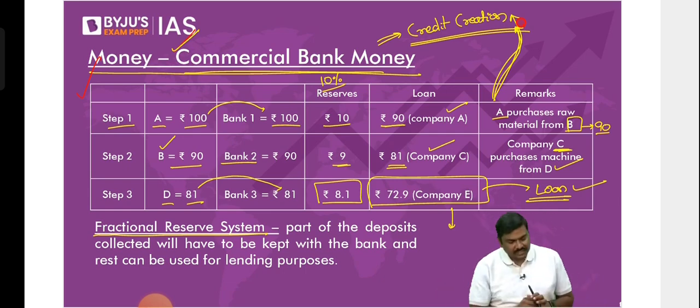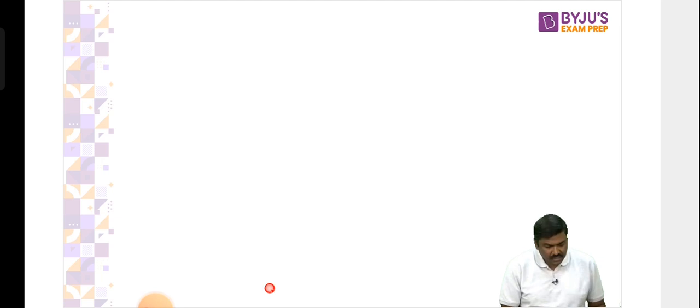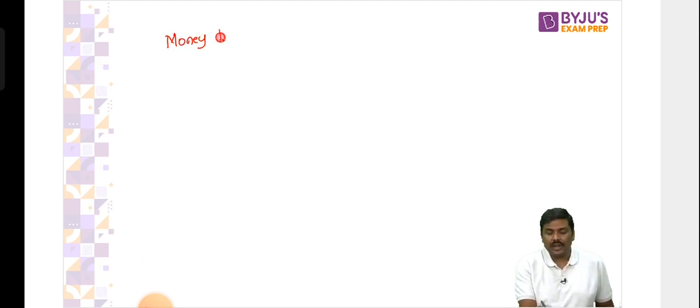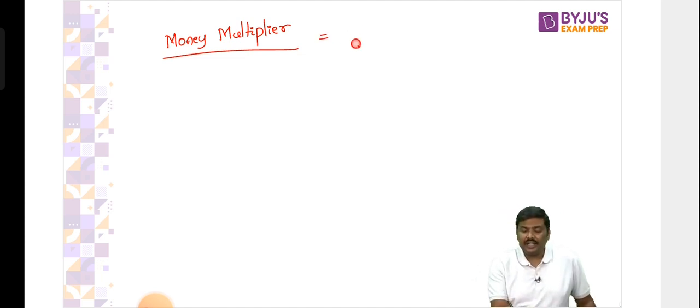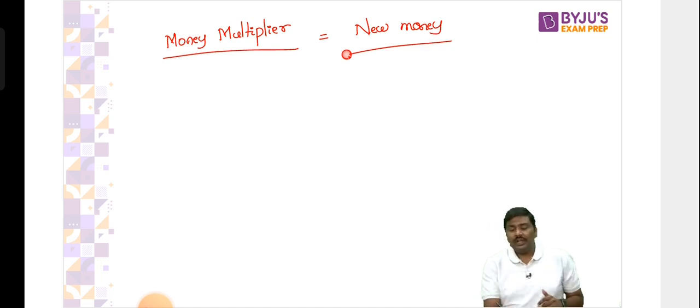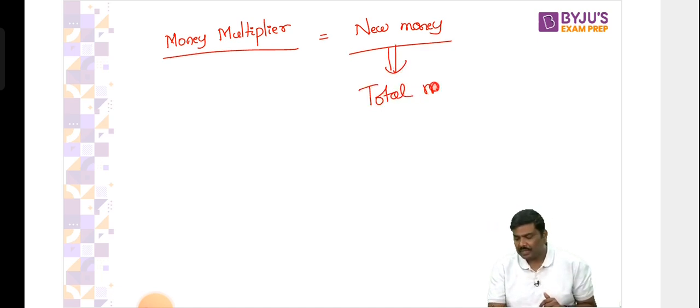But please understand, there's a term called money multiplier. RBI uses a term called money multiplier. What do you mean by money multiplier? Money multiplier simply refers to a system wherein the introduction of new money, understand this very carefully, the introduction of new money in the system will lead to the creation of how much total money supply. I will repeat the statement here.